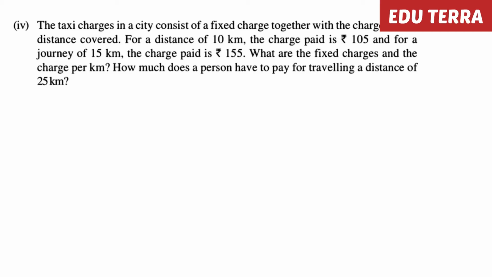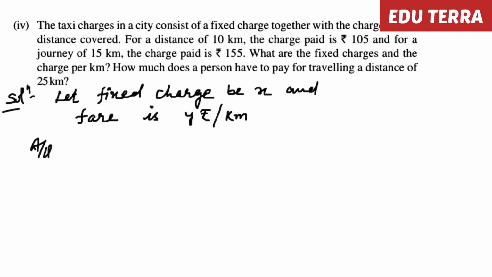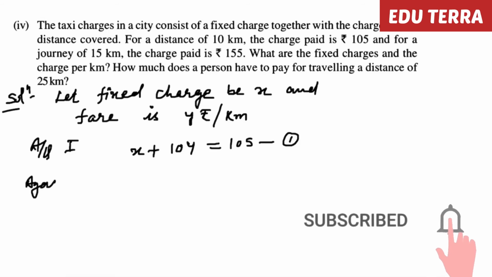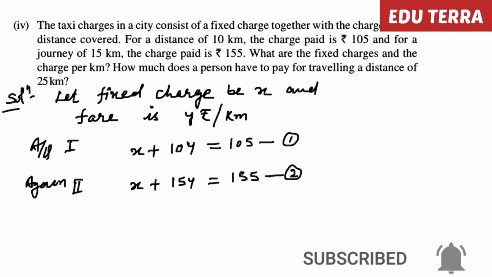It means when you are paying a fare, it includes the rate of 1 kilometer and some amount of fixed charge. So we don't know what is the fixed charge and what is the rate per kilometer. So here let us suppose the fixed charge equal to x and the rate per kilometer be y. So according to question, first condition, similarly for the second case, again now formation of linear equation is over.